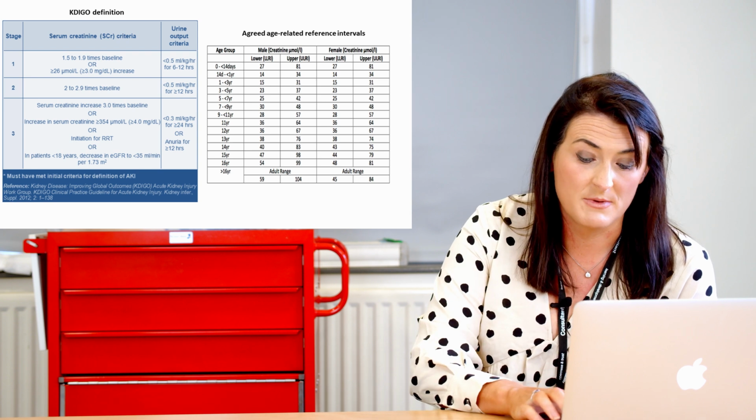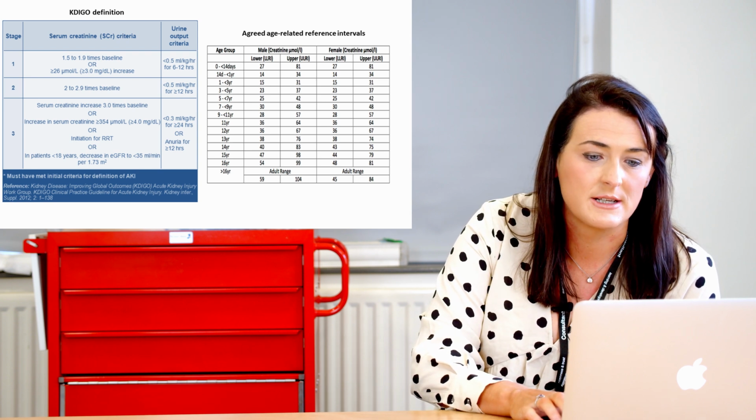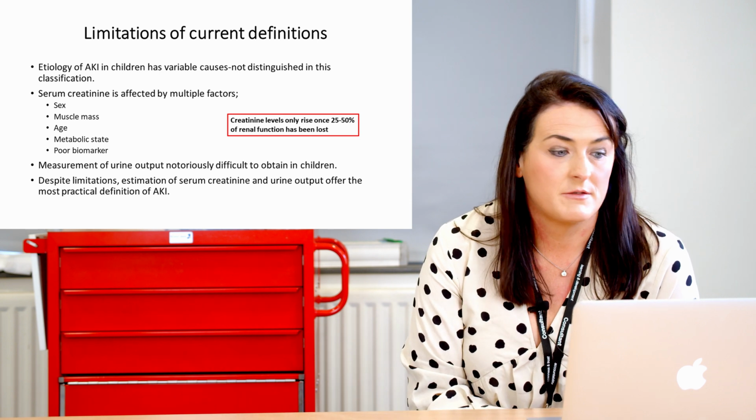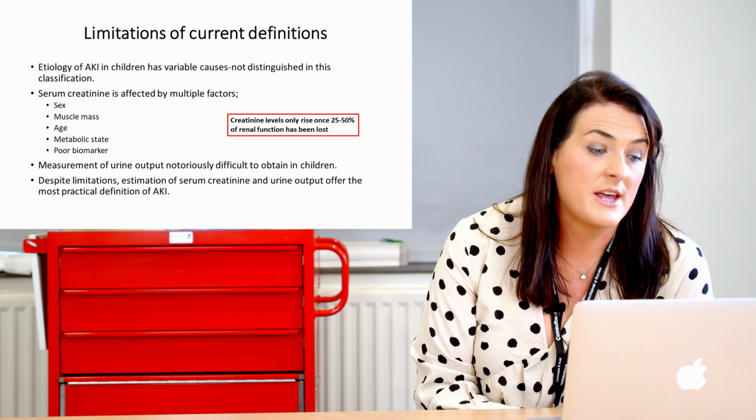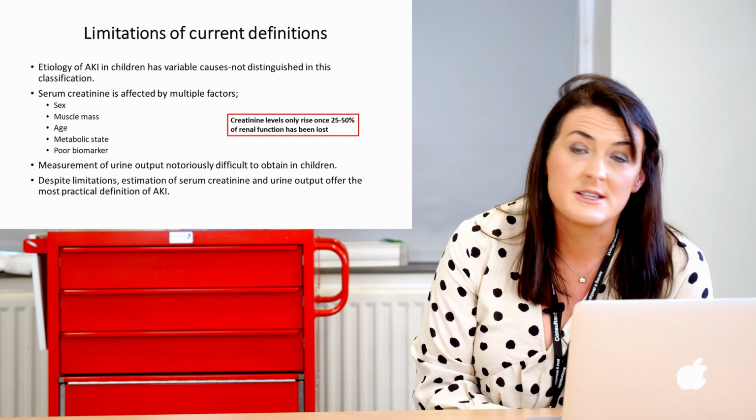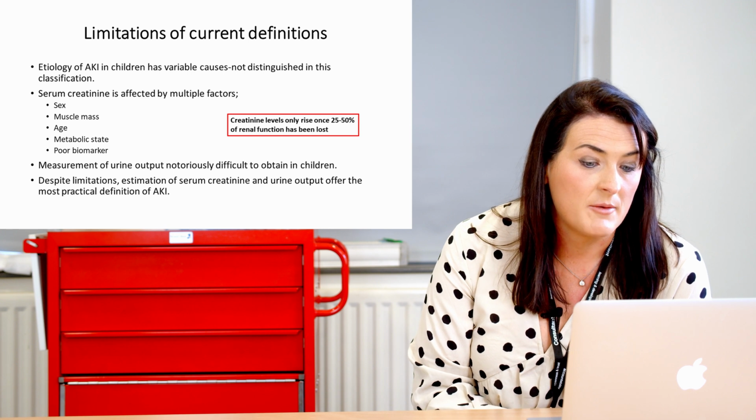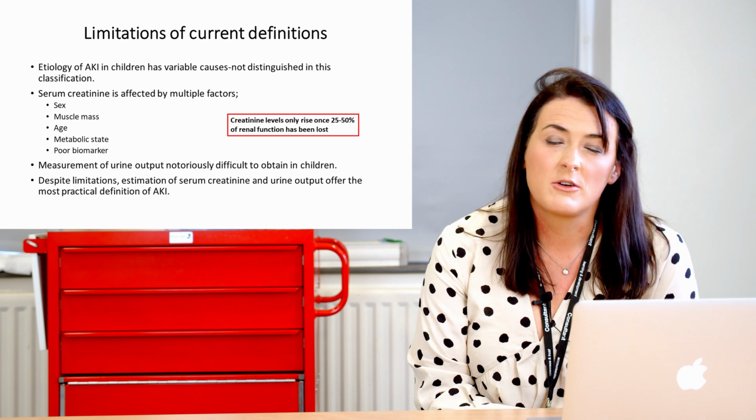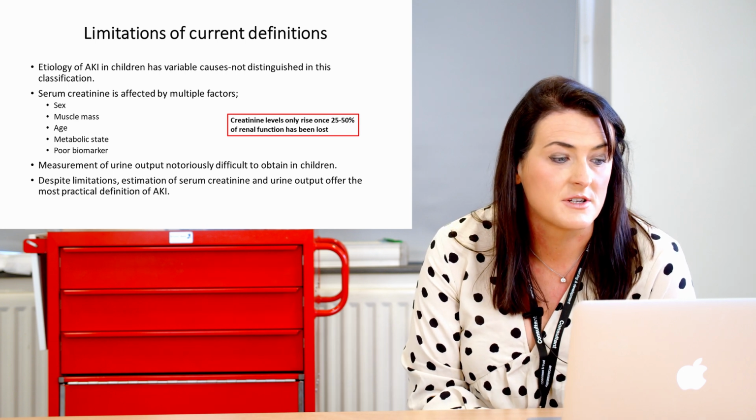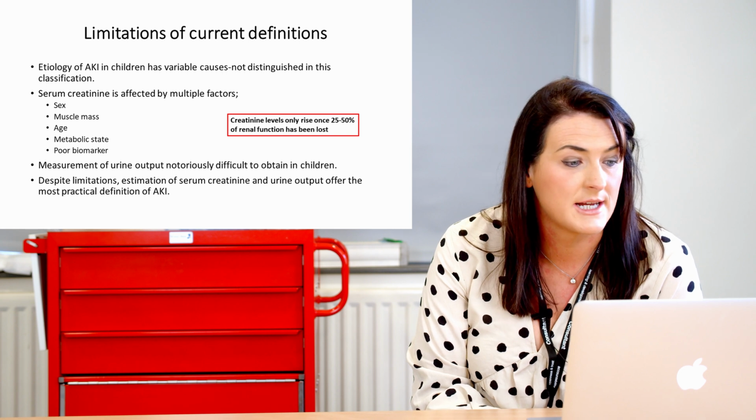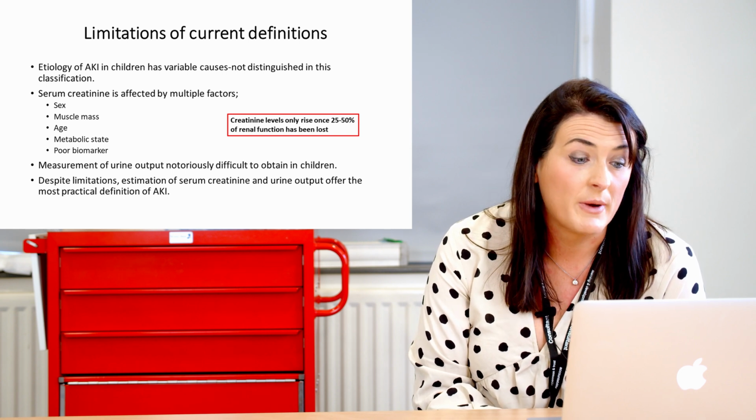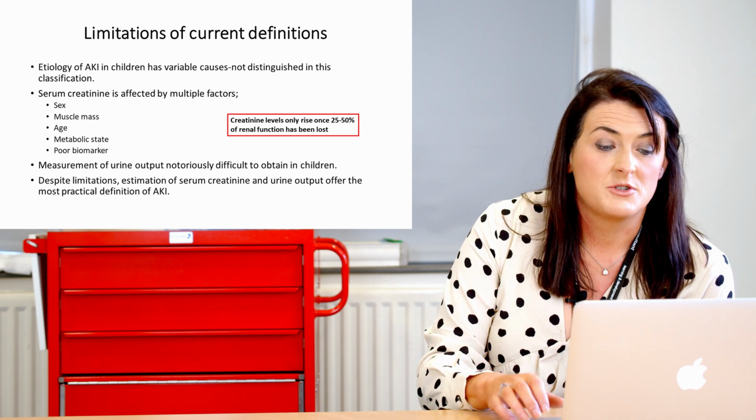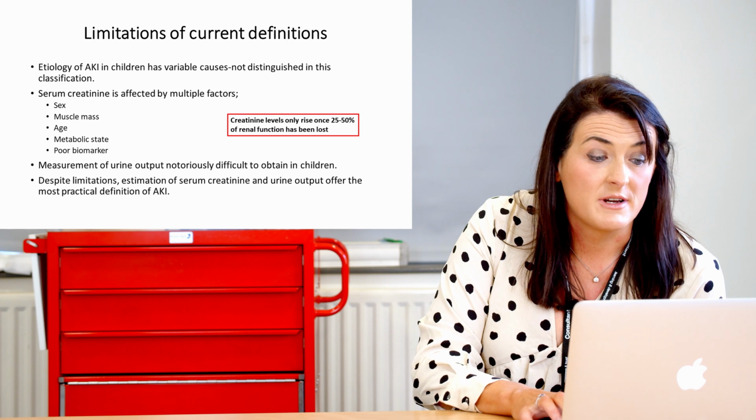And that's also in the Think Kidneys, so if you're looking for a reference point, it is there. So the limitations of this: diagnosis of AKI in children is caused by variable reasons, and it's not distinguished in the classification. Diagnosis is just relied upon from a creatinine and a urine output perspective, but serum creatinine is affected by a number of different factors such as sex, muscle mass, age, metabolic state, and generally it's a poor biomarker. So a big point that I want you to remember is that creatinine levels only rise once you've lost 25 to 50% of your renal function.